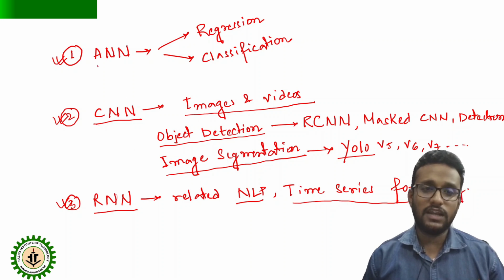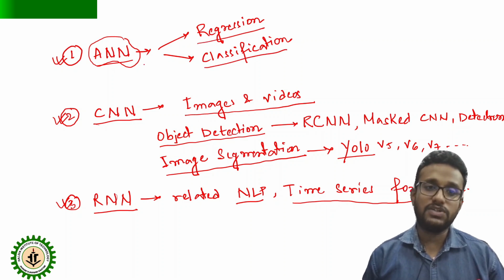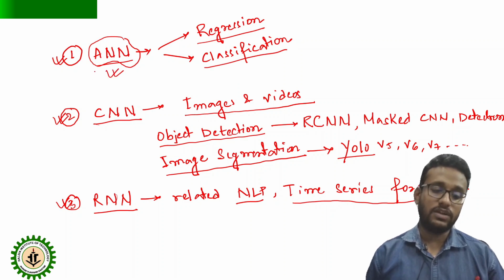And the ANN is the same as machine learning. So using the artificial neural network, we can do any task related to machine learning. That means using machine learning we can do regression as well as classification, and the same can be done using the artificial neural network.